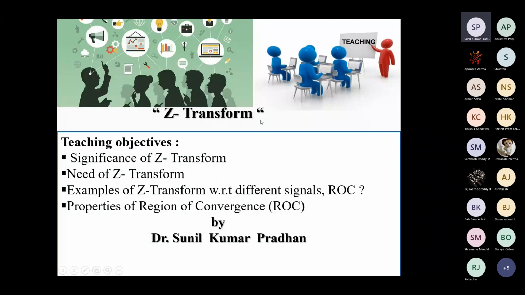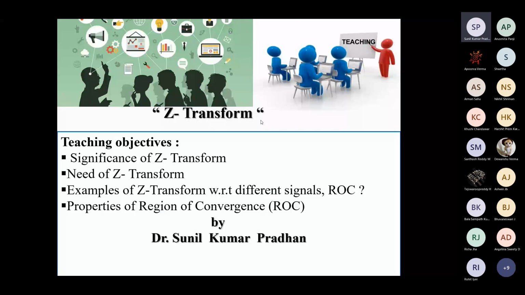So last time we discussed the Z transform, the need for the Z transform, and its significance. Then we discussed a few examples of the Z transform with different signals. So today we are going to focus on some more signals and their corresponding Z transforms, and then the properties of the region of convergence associated with the Z transform. Those are the key ideas.